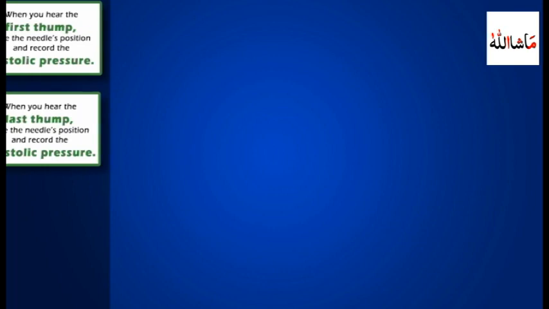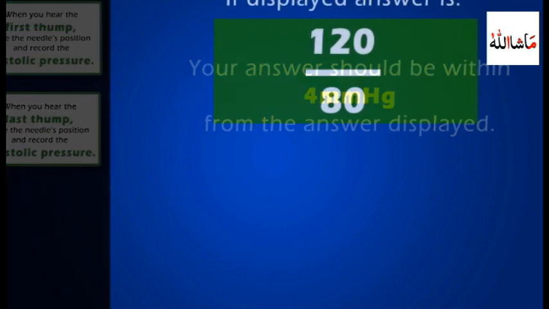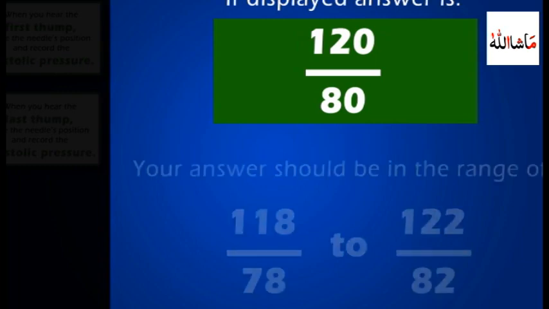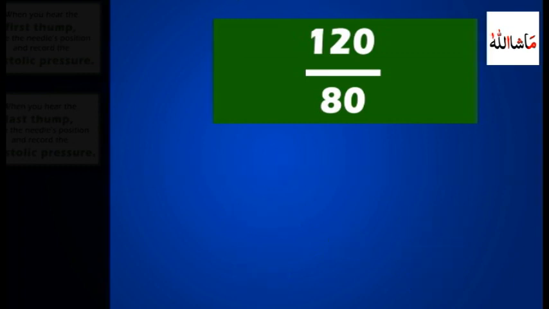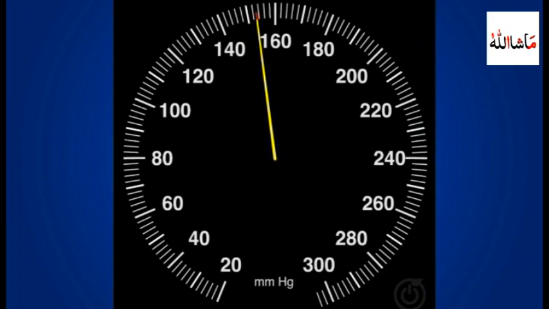Please note that your answer may be slightly different from what's displayed, but that's okay. As long as your answer is within 4 millimeters of mercury, your answers are still considered accurate. For example, if the displayed answer is 120/80, but your answer falls somewhere in the range of 118/78 through 122/82, your answer is still considered accurate. Of course, matching the displayed answer is the goal to achieve the most accurate answer. We'll use 114/76 as an example.